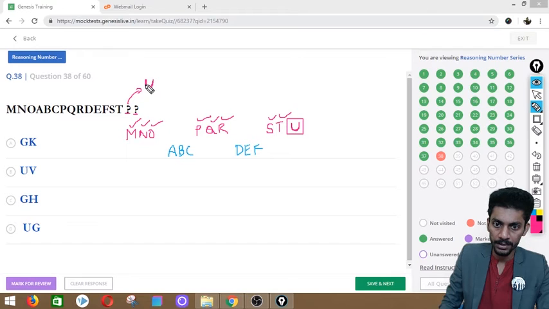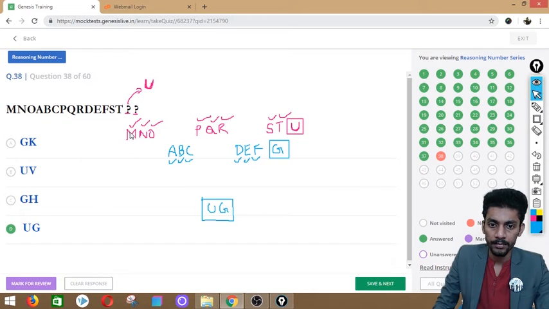Now we need to find out the one more question mark. That is here: A B C D E F, next comes G. So the second question mark is G. So the answer is U and G. That is option D.